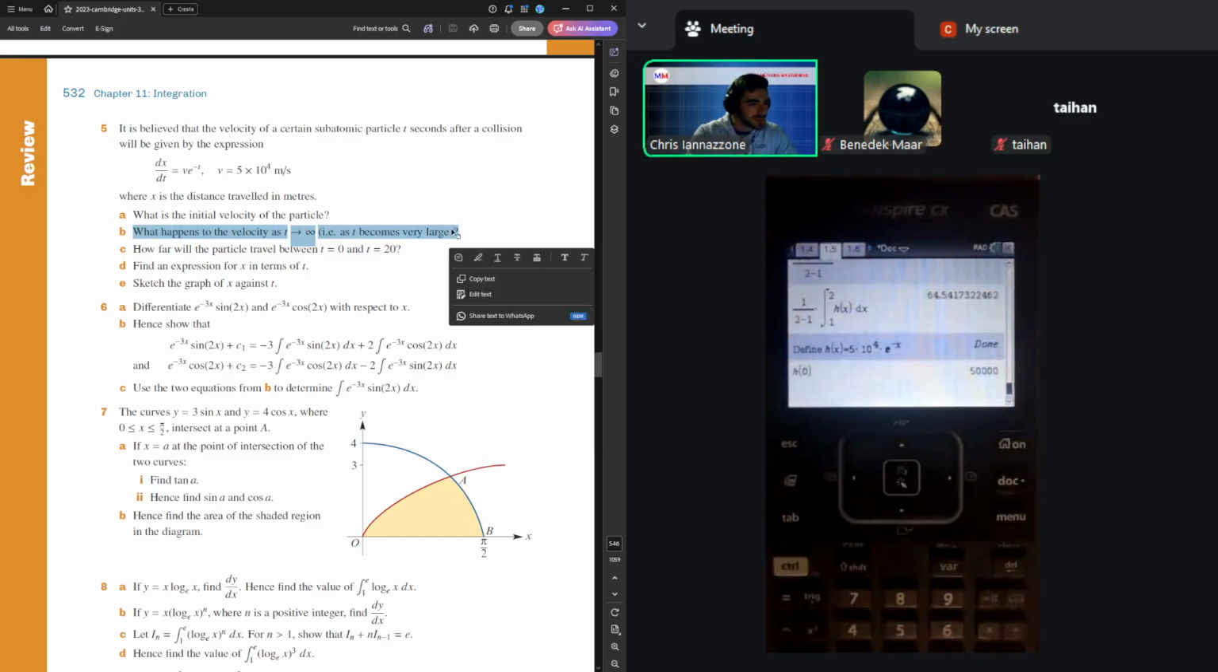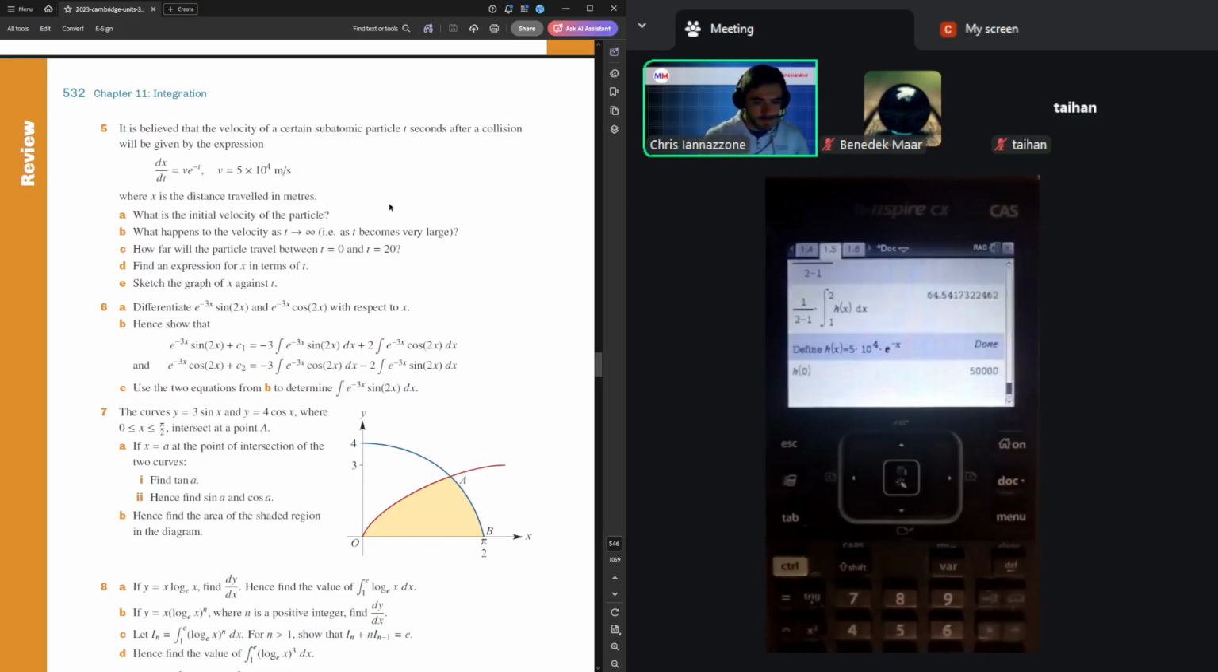This one I know I've seen people get tripped up with a little bit. It's not too complicated once you understand what it's saying. What happens to velocity as t approaches infinity? Or I guess as time increases to the heat death of the universe.